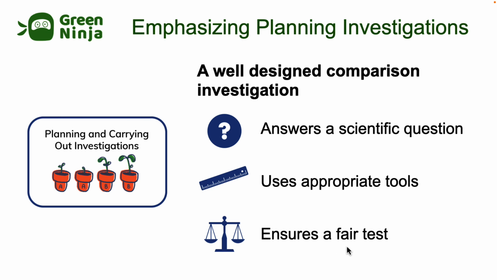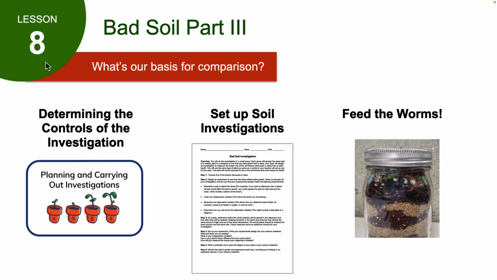Lastly, we want to ensure a fair test. If we're comparing a change in one aspect of a soil's property, we want to make sure that everything else stays the same. That means keeping everything constant except that single variable we're interested in, and making sure that we have a consistent and fair basis for comparison. In the next lesson, we focus in on what is our basis for comparison.